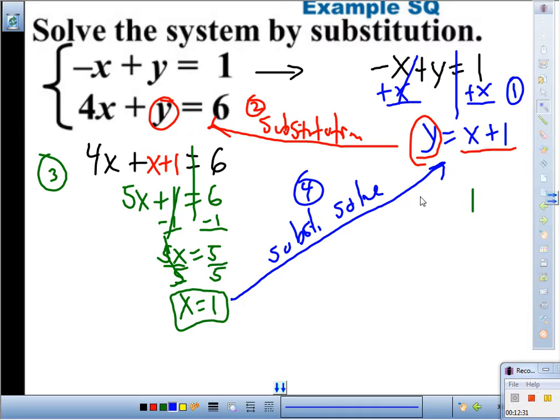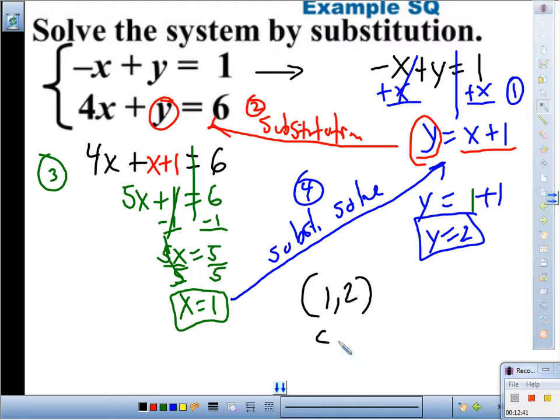Bam. Let's go. y equals 1 plus 1. Therefore, y equals 2. And we just write our solution, which is (1, 2). Did we get the same thing that we got on the graph? Of course, because it's the same system. Different method.